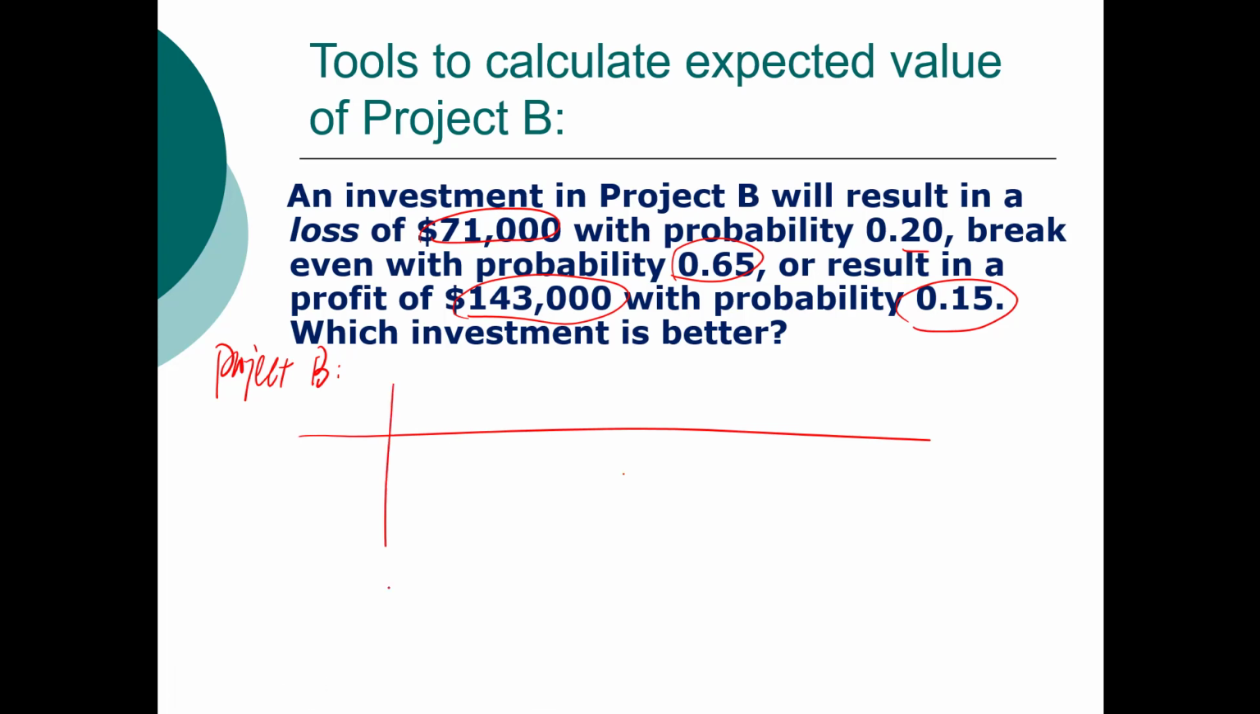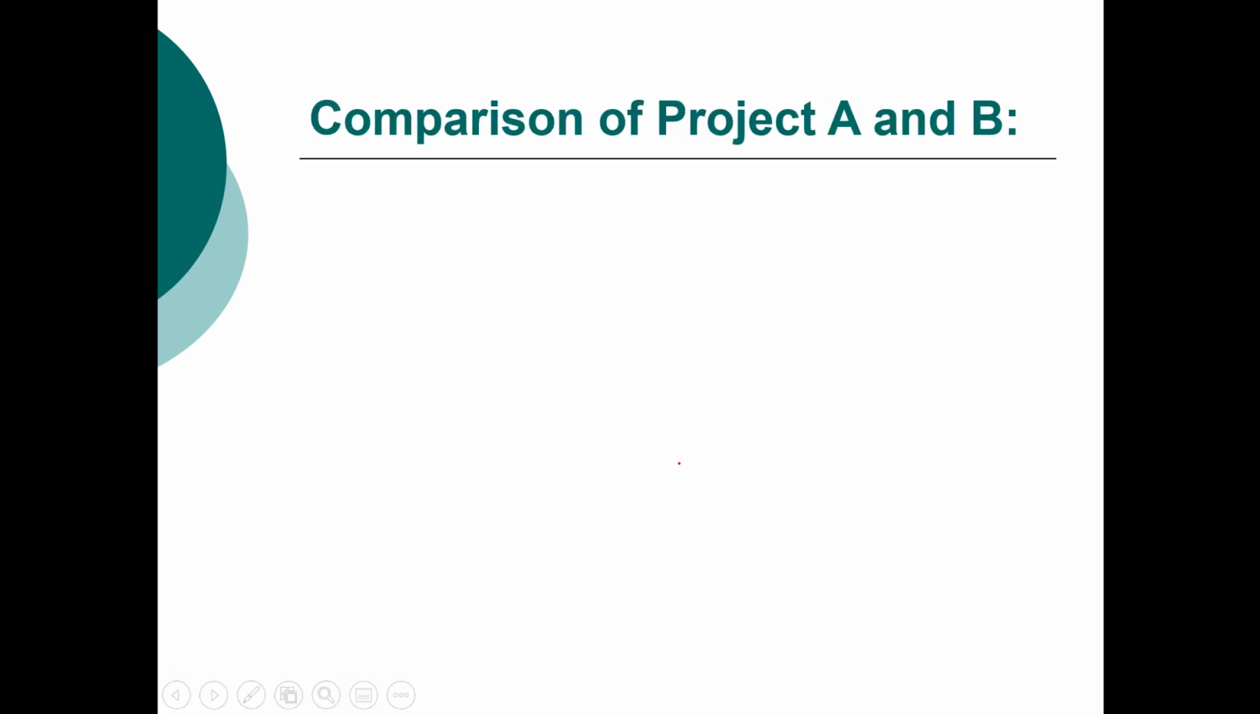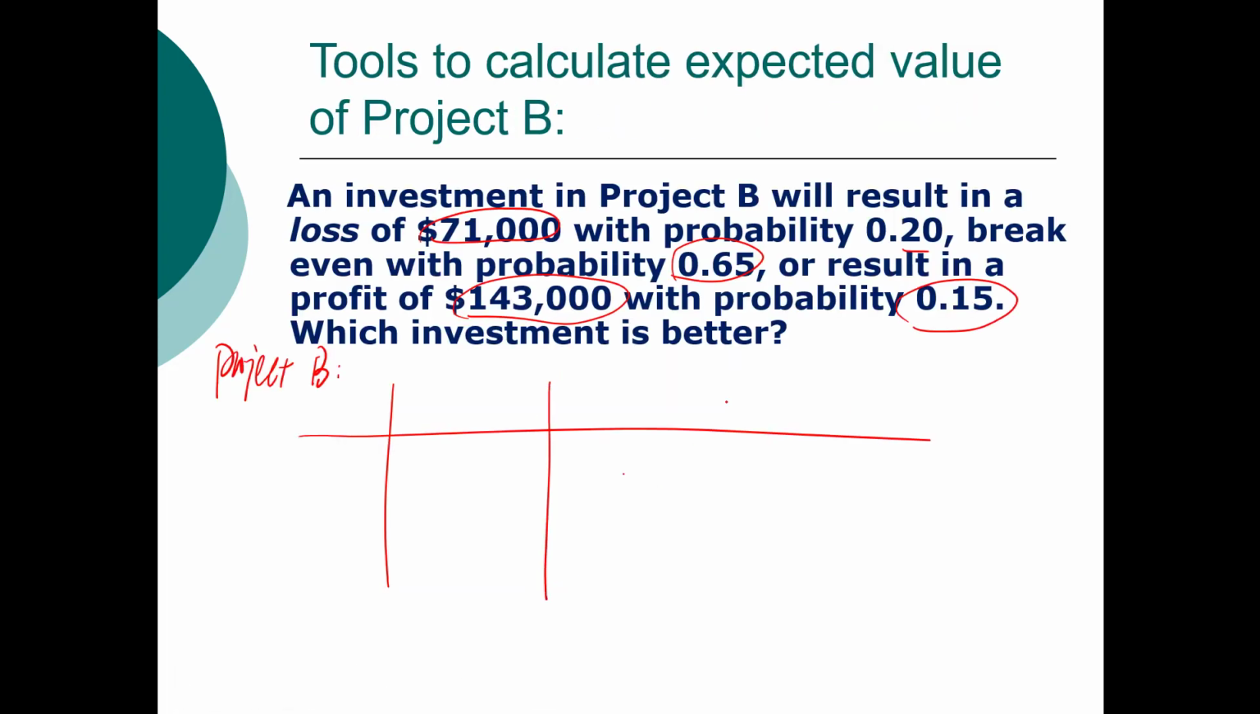Create a table like this. So we have different outcomes, and we're looking at each outcome here. The first outcome is very similar to project A. As a manager, you will evaluate all the different projects and then pick the better project based on the expected value.